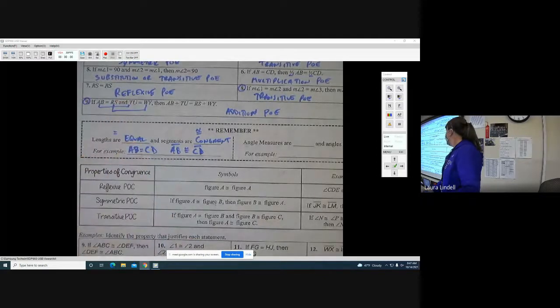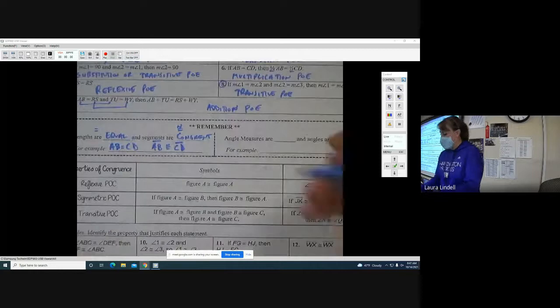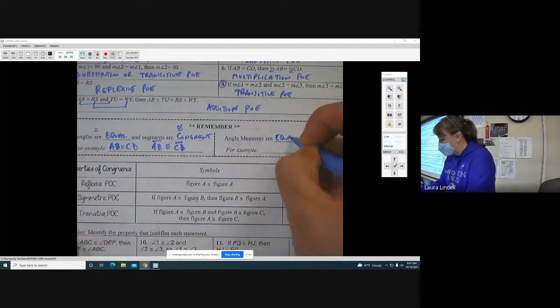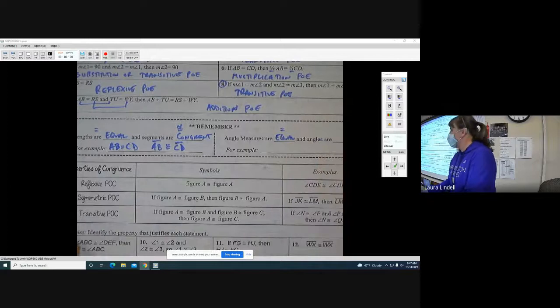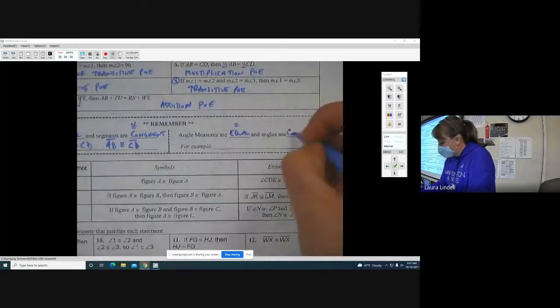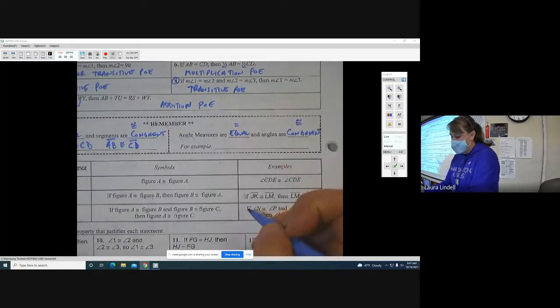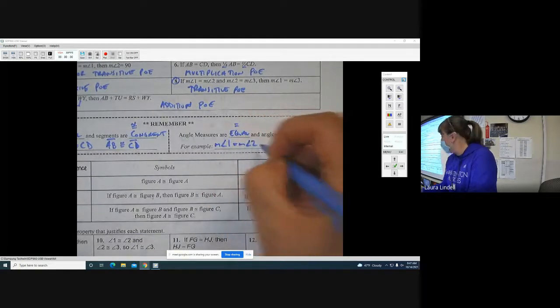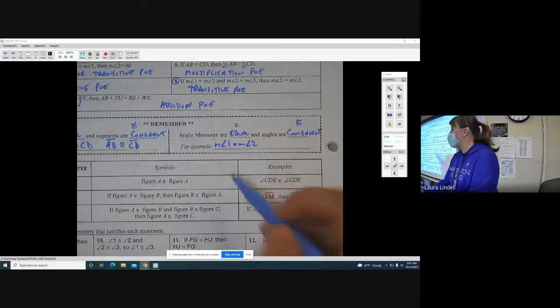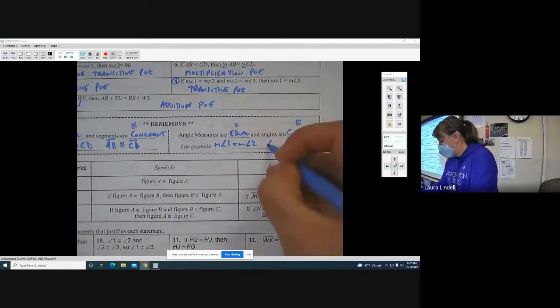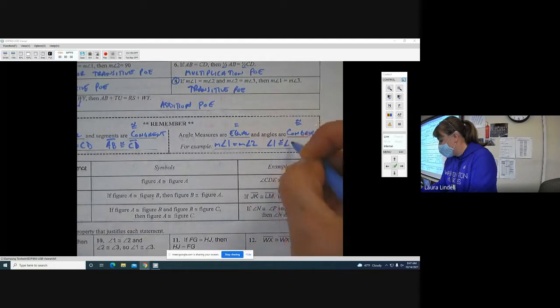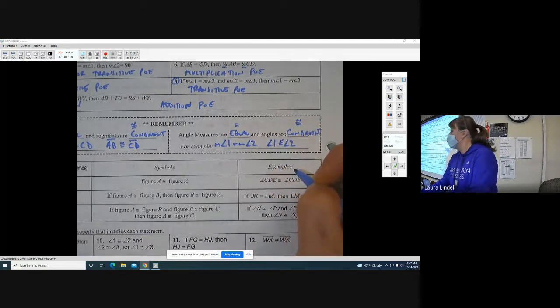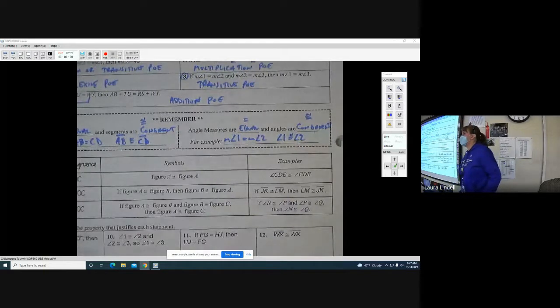Here. And then the same thing is true for angle measures. Angle measures are equal, but angles are congruent to each other. So the same thing happens. You could say that measure of angle 1 is equal to measure of angle 2. The little m denotes that we're talking about the measure. Or you could say that angle 1 is congruent to angle 2. Remember, things are congruent, numbers and measures and lengths, those are all equal.